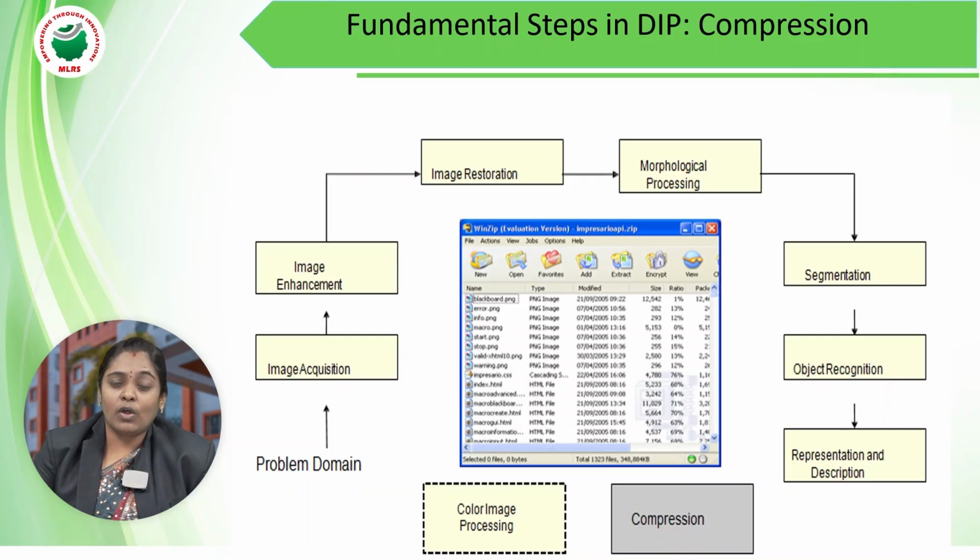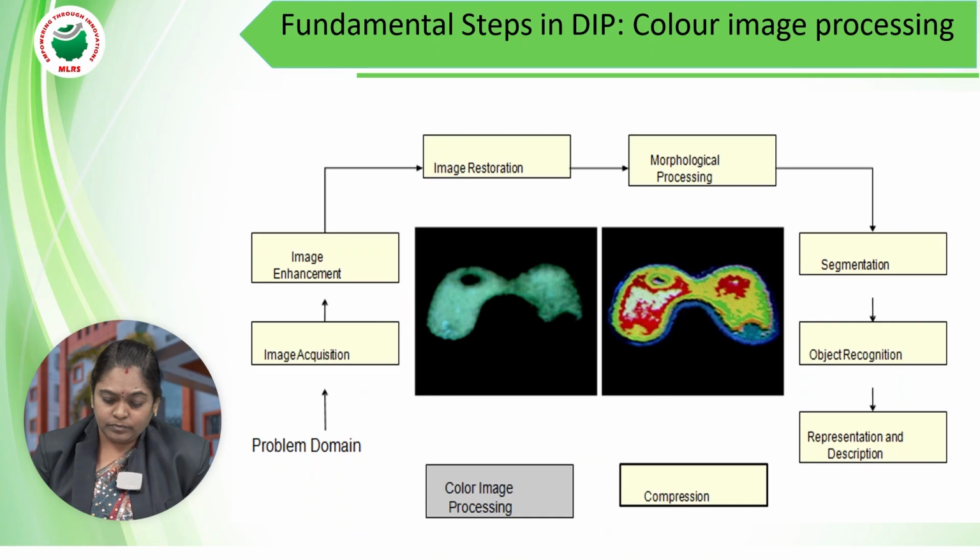In lossy compression, some part of the actual information may be lost, whereas in lossless compression, you are not losing any information, but you are compressing the image in such a way that it can be represented in a smaller representation.